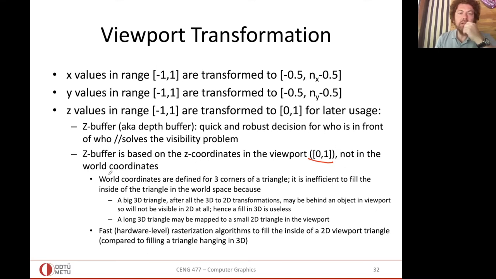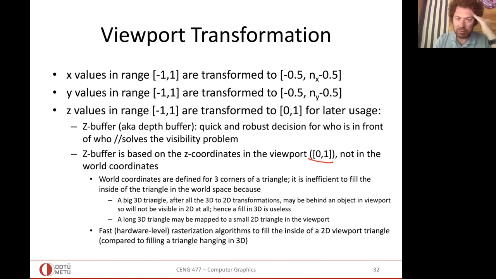So one alternative rendering could be the following that we don't recommend. You can render the triangle in 3D, then do all the projections of all those rendered 3D points. But this is not a good idea because a triangle in 3D can be very big. And after all these transformations, it can be outside of your canonical viewing volume, which means it won't be rendered at all. So then all that filling in 3D just goes to waste.